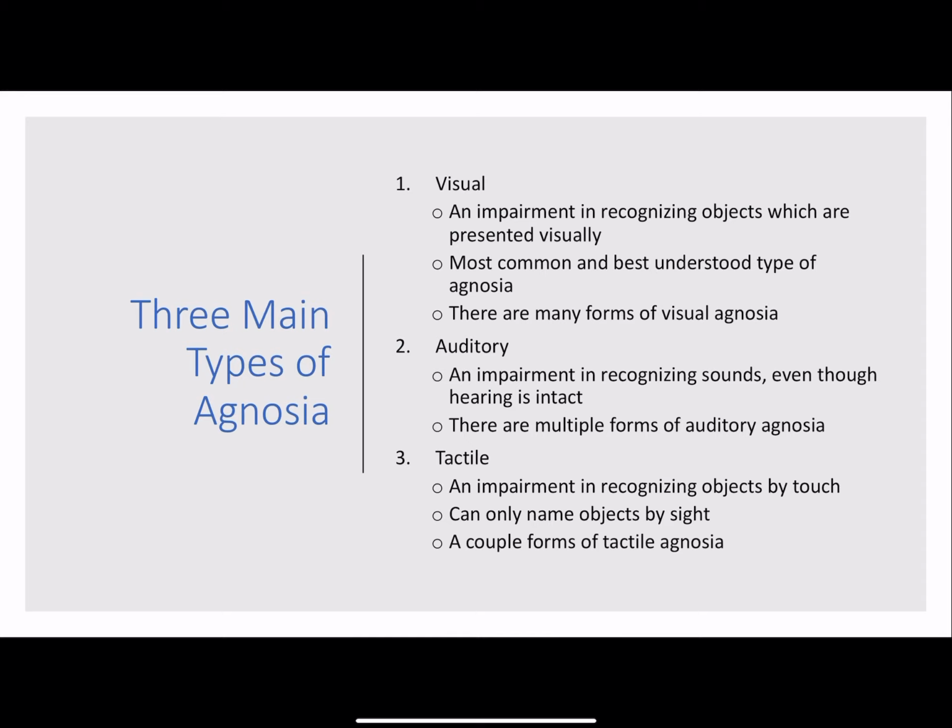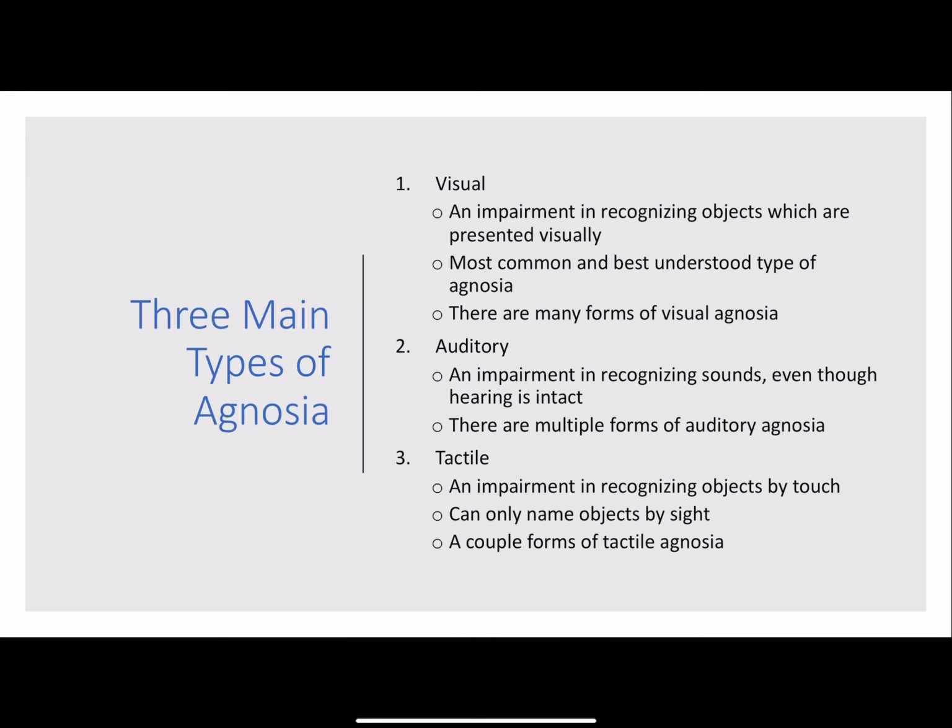And for tactile agnosia, this is an impairment in recognizing objects by touch. So you can only name objects by sight. And again, there's a couple forms of it. So there's going to be amorphagnosia, and that's when you cannot identify size and shape, like a triangle versus circle. And anasagnosia is when you cannot identify certain textures or weight of different materials, such as wood versus cotton and cotton versus metal.